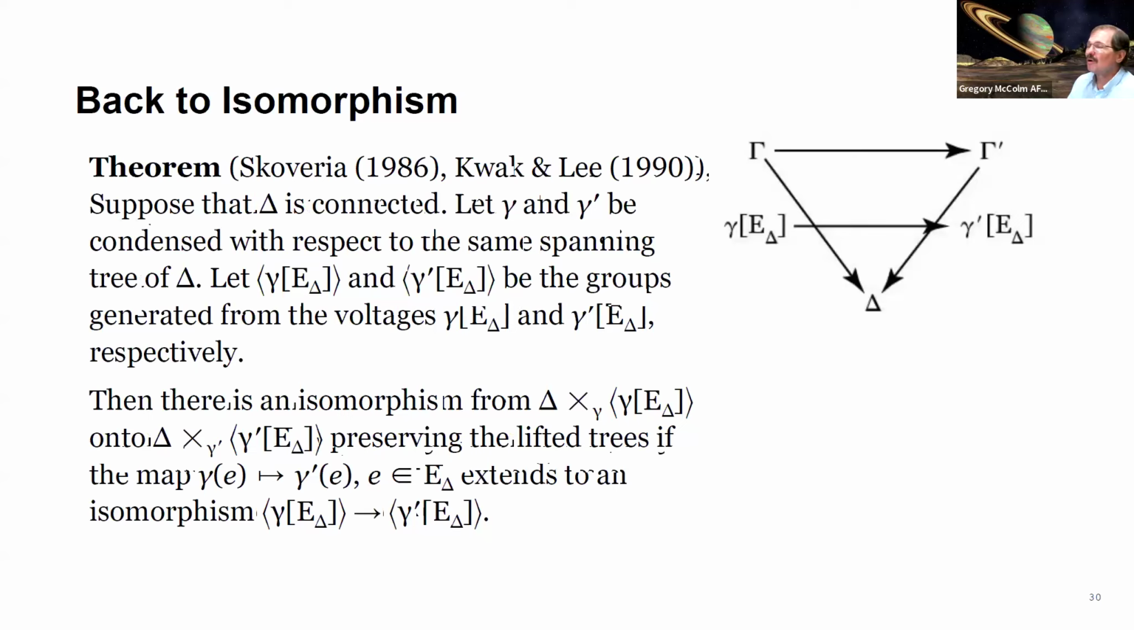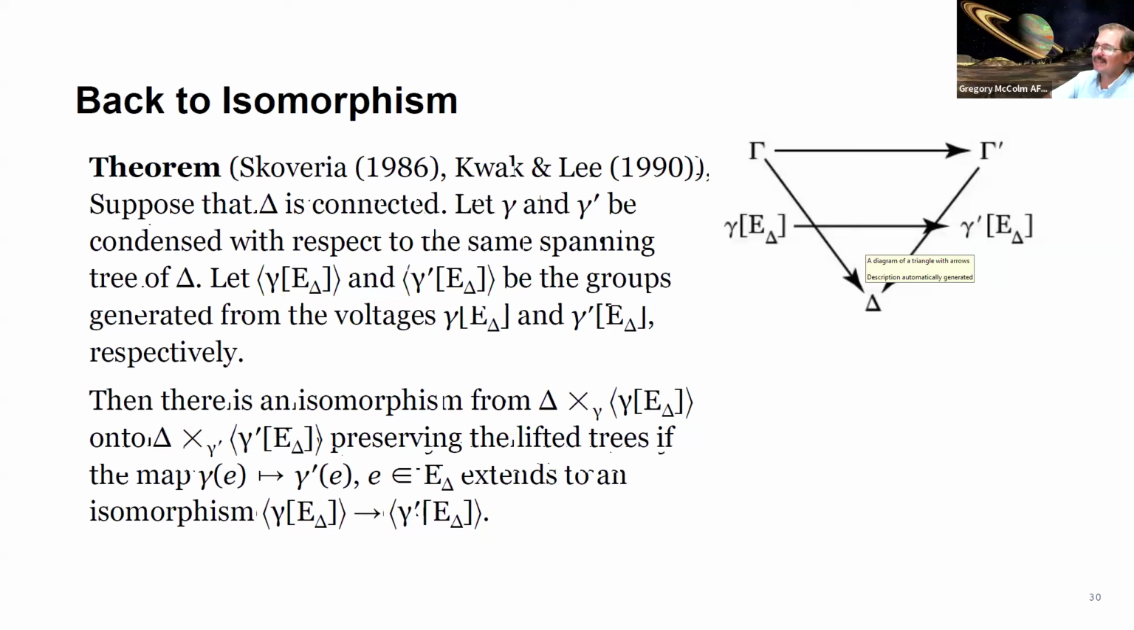But the thing is, suppose the quotient graph is connected, and suppose you have two voltage assignments that are condensed with respect to the same spanning tree. And the burning question is, are those derived graphs isomorphic? And the answer is yes, if there is an isomorphism; the wording is rather queer.